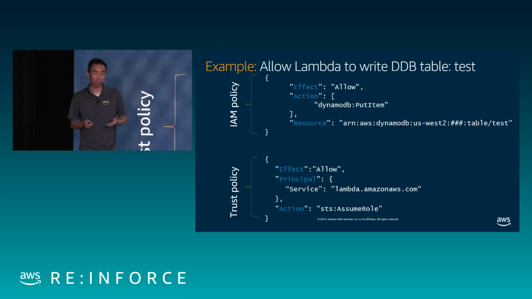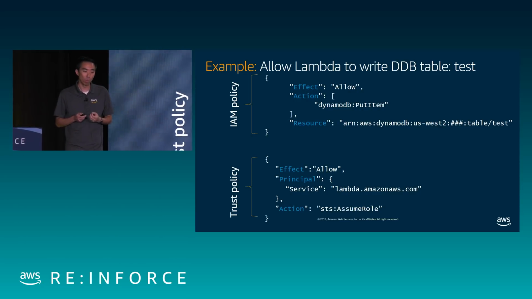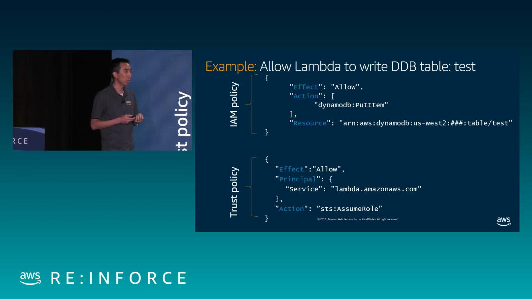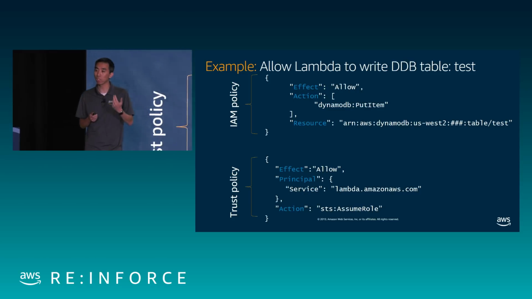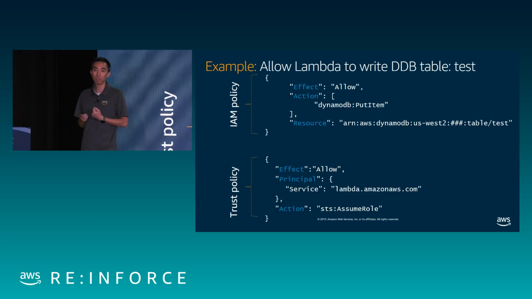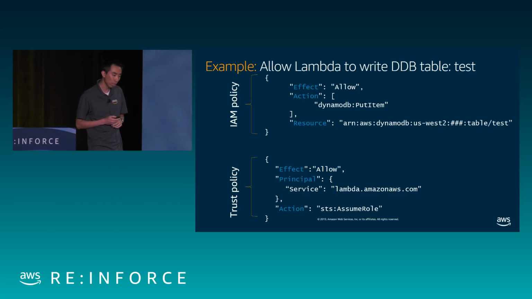At the bottom here is a trust policy. So this is the second piece of my execution role. We have to have a trust policy on your role that allows the Lambda service itself to assume the role and execute the function on your behalf. So without this role, it won't be able to execute your Lambda function.